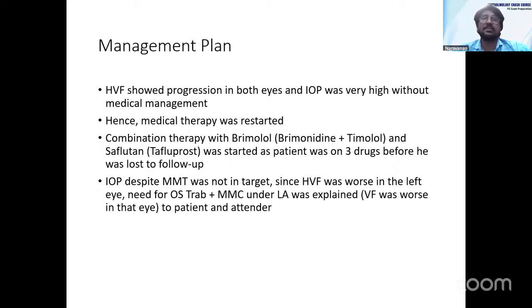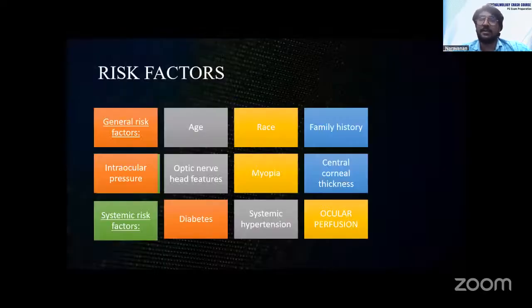So through this history and the clinical example I've shown, the various things that we have looked at are the risk factors in glaucoma, which is the age, the race of the patient, presence of family history, the presenting features, which include the intraocular pressure, optic nerve. Always look for a history of myopia, especially in open angle glaucoma, the central corneal thickness, and systemic risk factors like diabetes, hypertension, and ocular perfusion, which I will be discussing as we're going along.